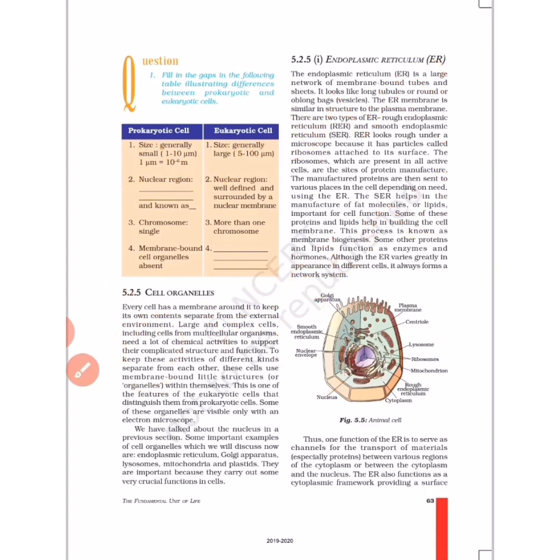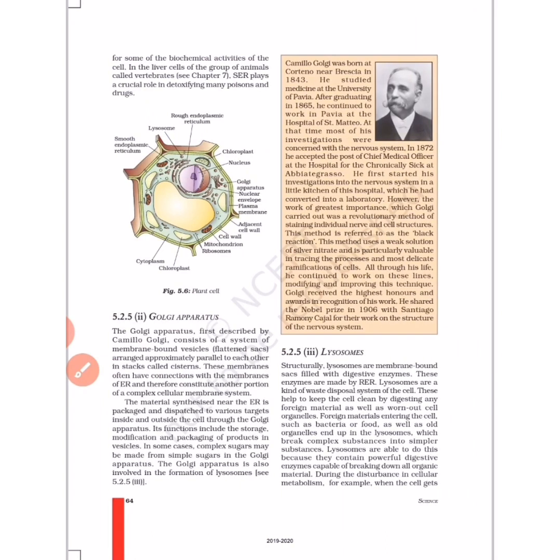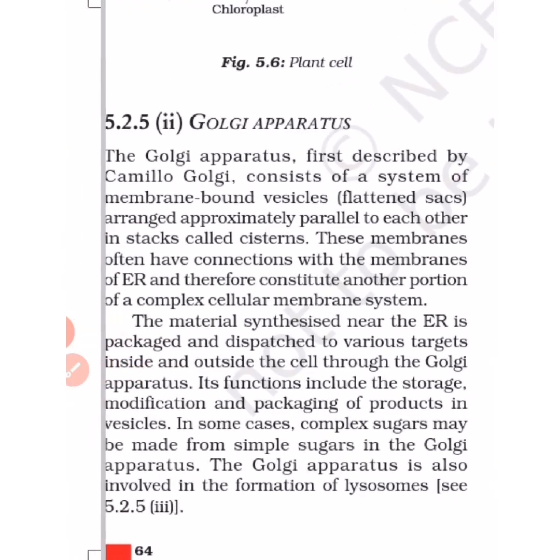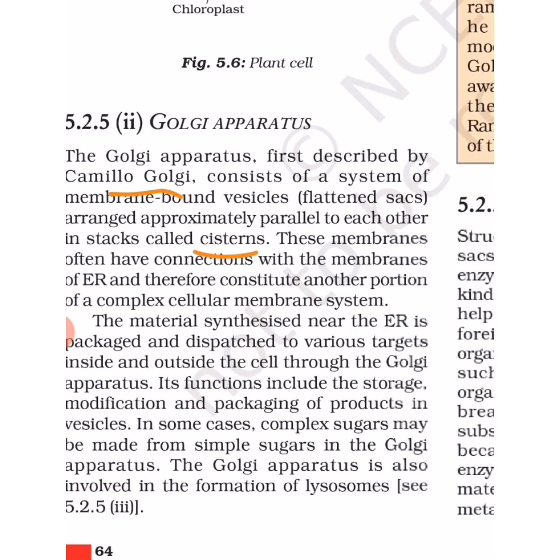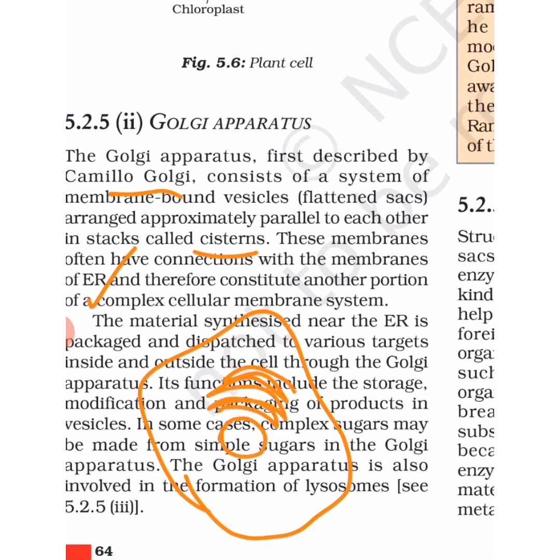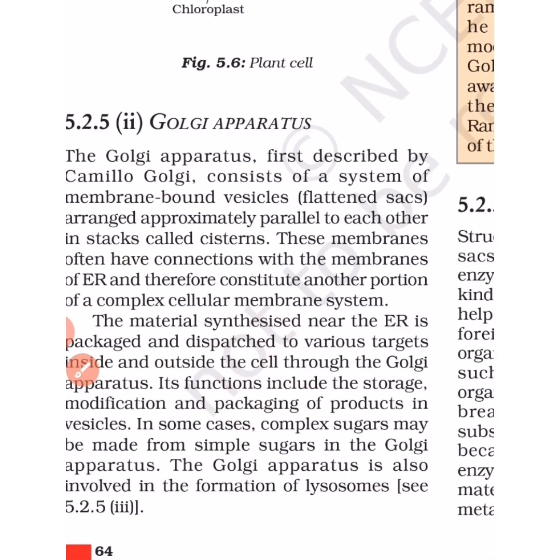This is very important. Next we'll move on to the other organelle, that is the Golgi apparatus. So let's see. Golgi apparatus were first described by Camillo Golgi, right? It consists of a system of membrane bound vesicles, means flattened sacs arranged approximately parallel to each other in stacks called the cisternae, and these are always in connection with the endoplasmic reticulum. So in a cell, the nucleus is present, then here you will find the ERs, and attached to it you will find the Golgi apparatus. So they are very near to the endoplasmic reticulum.